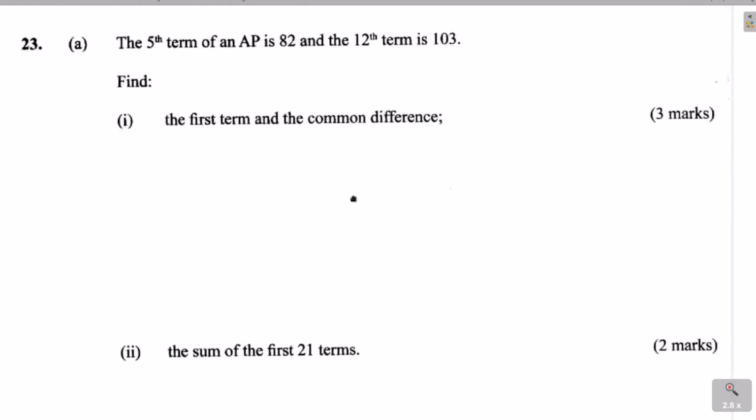The first part, you're given the fifth term of the AP is 82 and the 12th term is 103. So in an AP, the nth term is given by A plus n minus 1 multiplied by the common difference, where A is the first term, n is the position of the term, and D is the common difference.